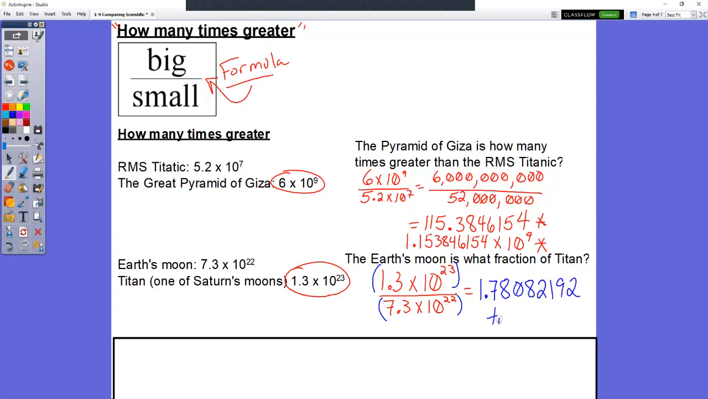And that number comes out to be 1.78082192 times bigger. So you can tell that it's quite large. Titan is quite large compared to Earth's moon, almost, if you were to round up, 1.8 times larger, just about twice the size. Good.